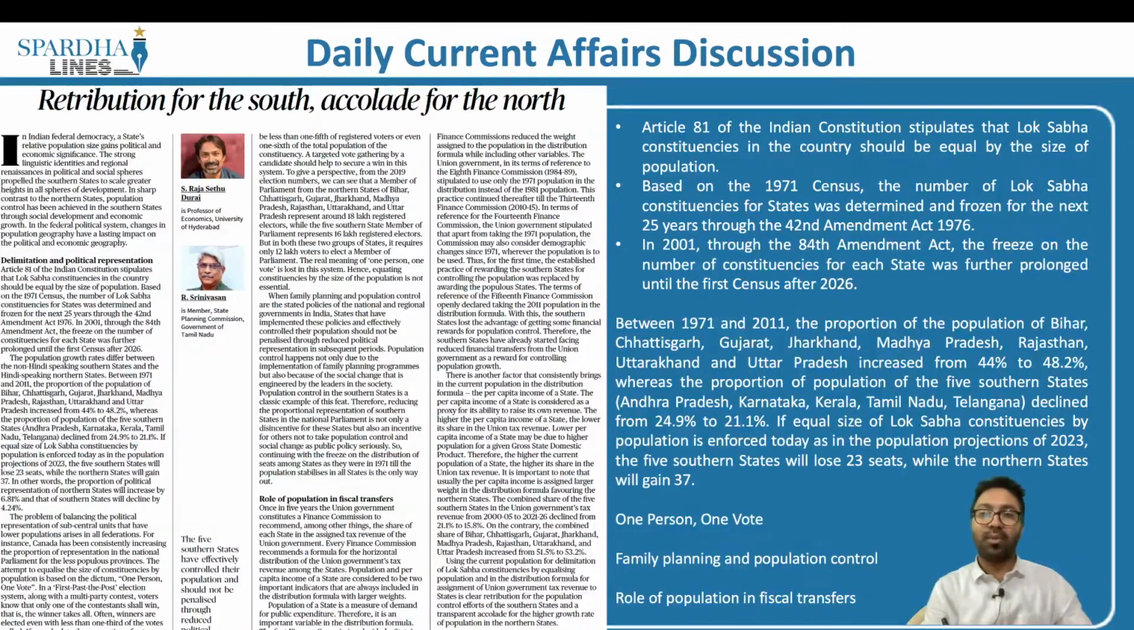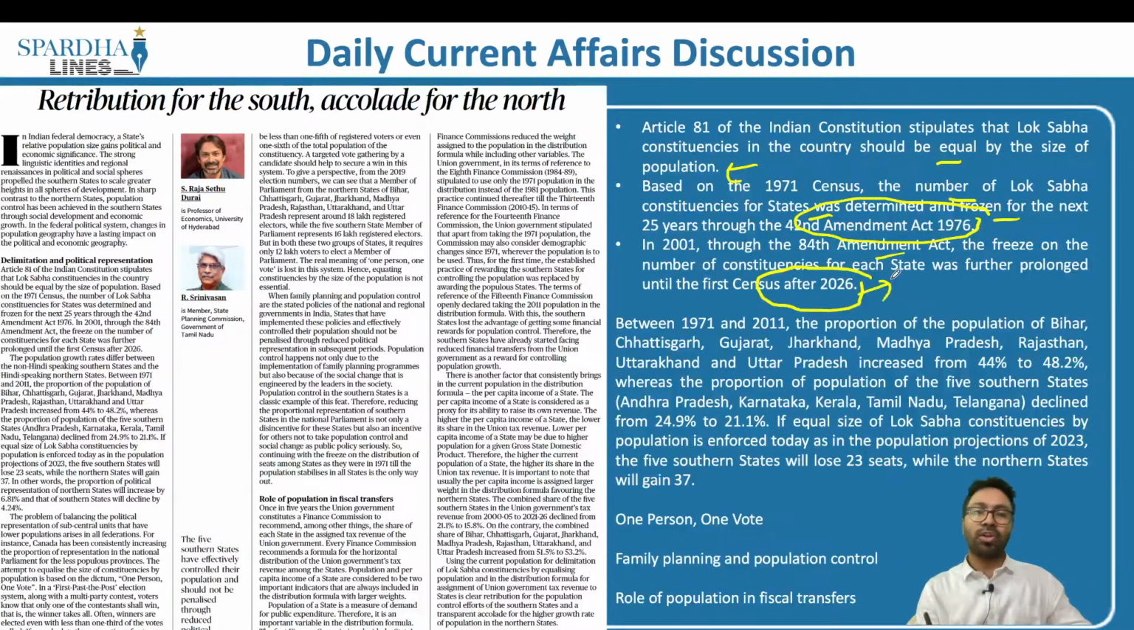We have Article 81 of the Indian Constitution, which stipulates that Lok Sabha constituencies in the country should be equal by the size of the population. Based on the 1971 census, the number of Lok Sabha constituencies for states was determined and frozen for the next 25 years through the 42nd Amendment Act of 1976. In 2001, through the 84th Amendment Act, the freeze on the number of constituencies for each state was further prolonged until the first census after 2026. What do we mean by it?